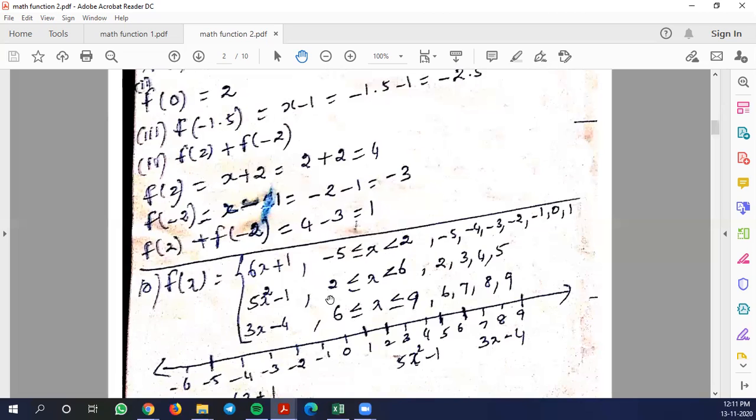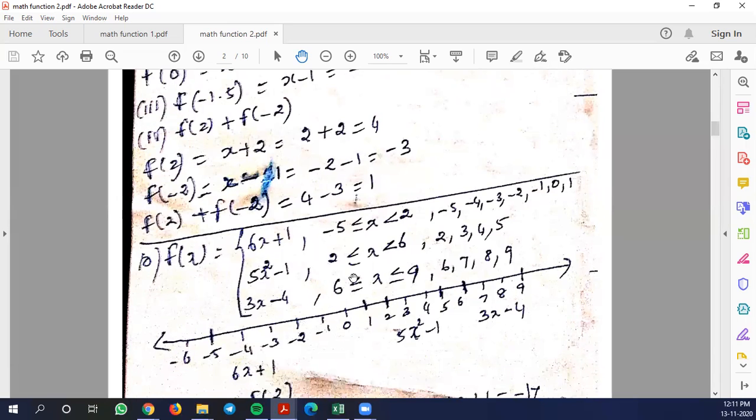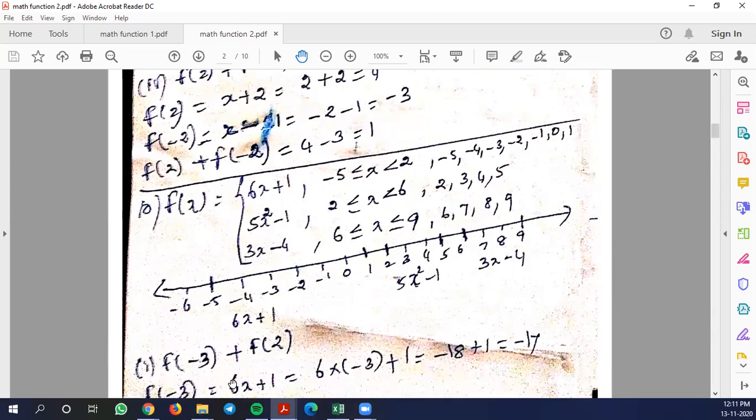Then again the second one, 2 less than or equal to x. So here 2 is included. So 2, 3, 4, 5. Again 6 is not included because equal to sign is not there. And the last one, 6 less than or equal to x less than or equal to 9. So the values are 6, 7, 8 and 9. Both 6 and 9 are included.